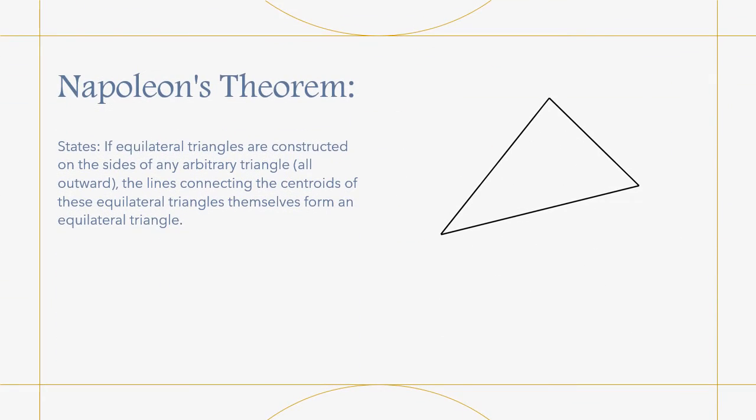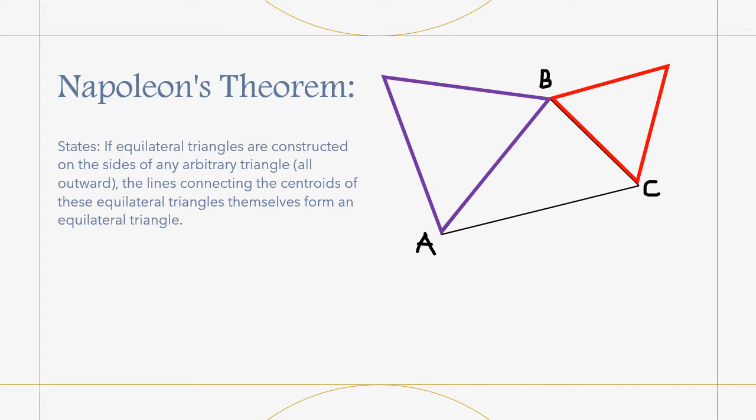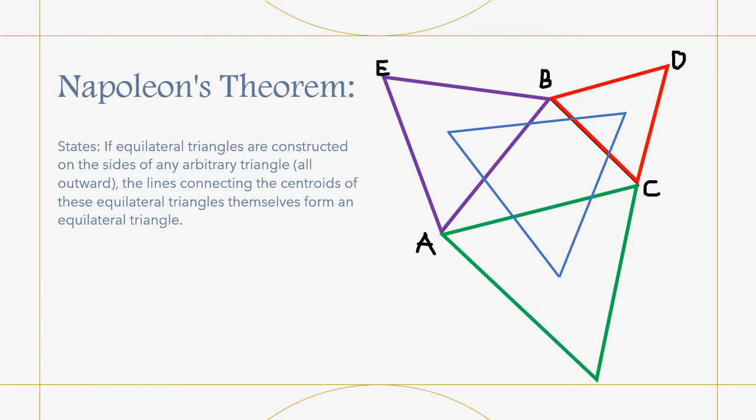So Napoleon's theorem states, if equilateral triangles are constructed on the sides of any arbitrary triangle, all outward, the lines connecting the centroids of these equilateral triangles themselves form an equilateral triangle, as you can see here.